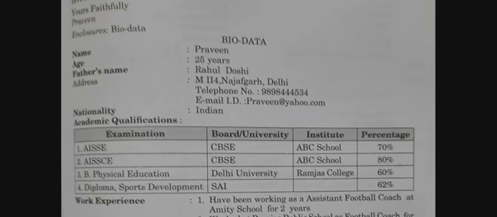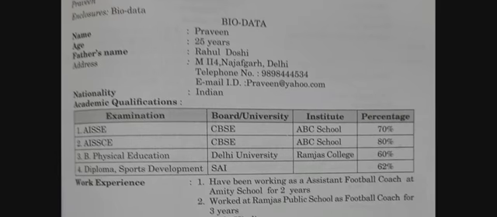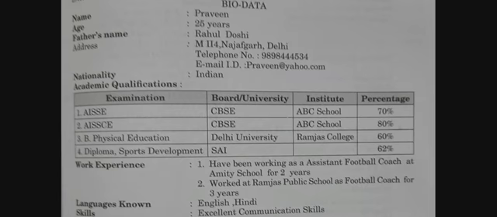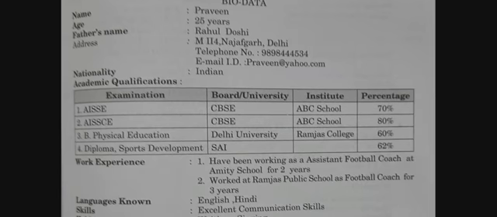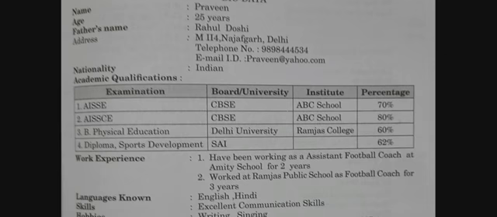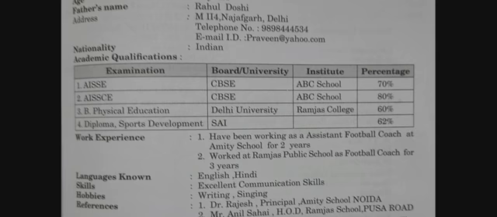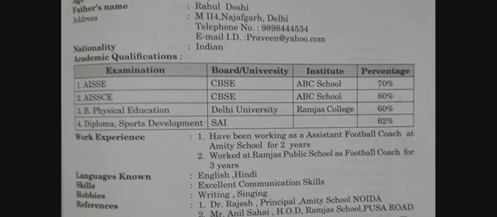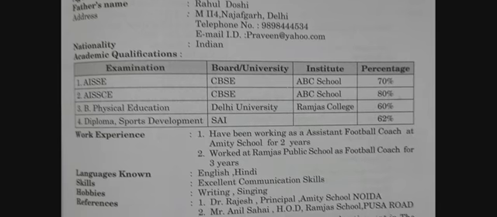Name: Praveen. Age: 25 years. Father's name: Rahul Doshi. Address: M114, Najafgarh, Delhi. See, phone number, and one more thing here, email ID, that is also important. Because email ID and telephone number are very, very important nowadays, and at least more than one mobile number you must write here.